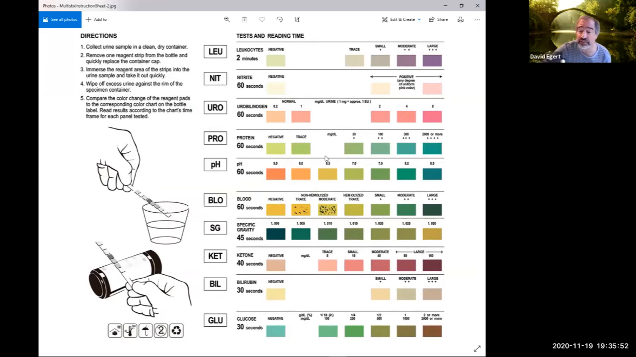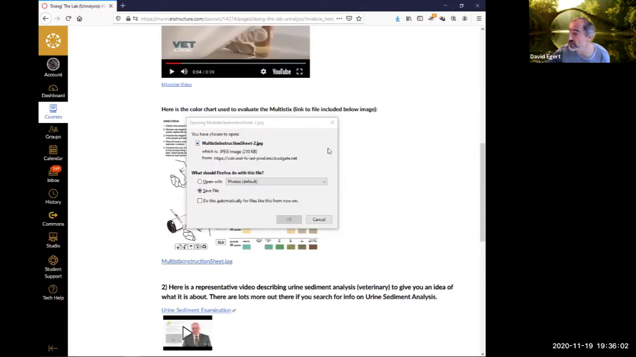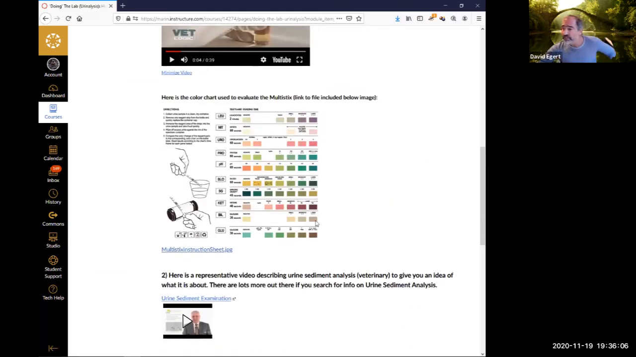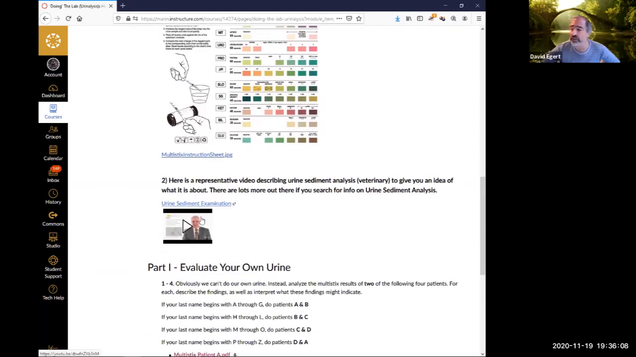You're going to need this to do this lab, because the lab is going to ask you to evaluate some strips that you're going to see. That's this first thing. The other thing is urine sediment. Let me just describe this briefly as well.